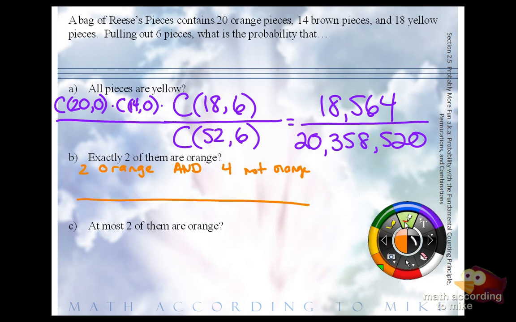How many orange are there? 20. Out of those 20, how many do we want? 2. So 20 choose 2. Is that okay? And how many are not orange? 32. Out of those 32, how many do we want? Good. Over, how many total pieces are there? 52. And how many are we taking? 6.